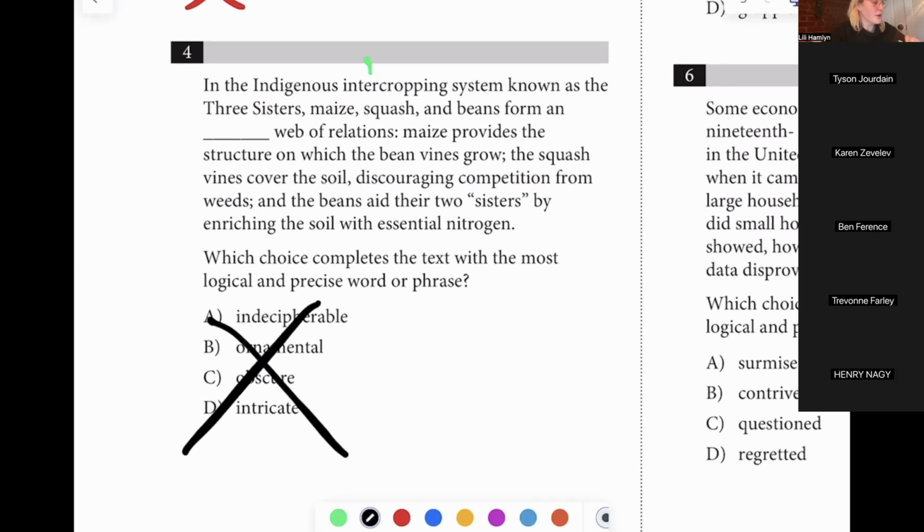Yeah, perfect. So here we're saying that this cropping system known as the Three Sisters is a something web of relations, right? So we know that we're going to need an adjective here. Our context clues would be, often, the colon here also helps. We get the explanation. It says that maize provides the structure in which the beans grow, the squash vines cover the soil, and so on. So it's this complicated network, right? We're getting the description of it. So my anticipation here would be complex.